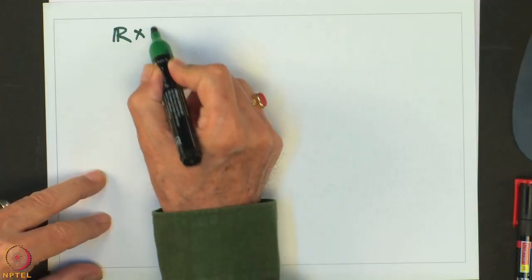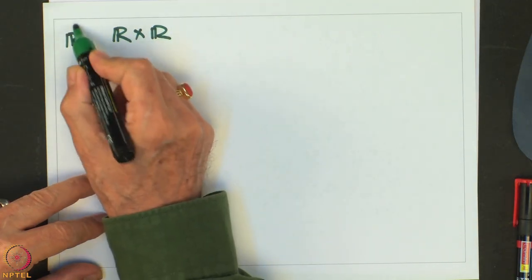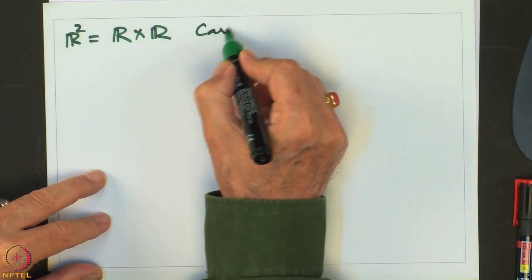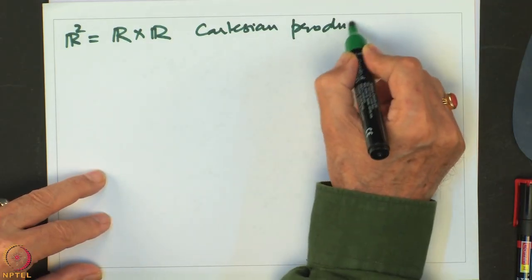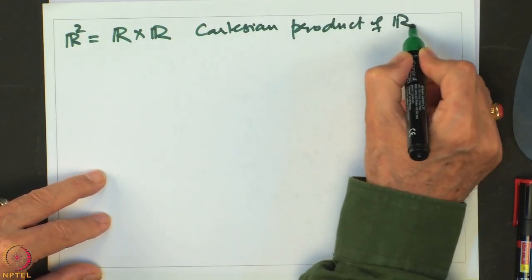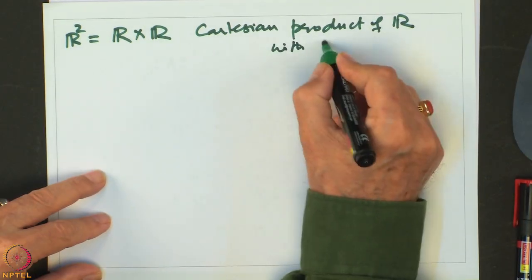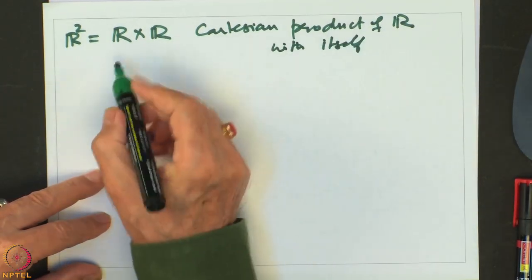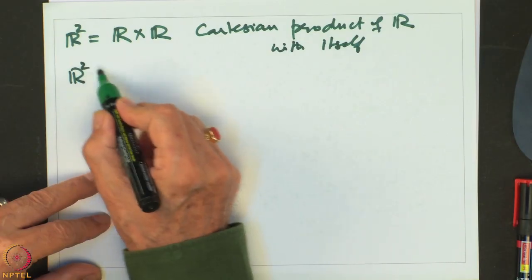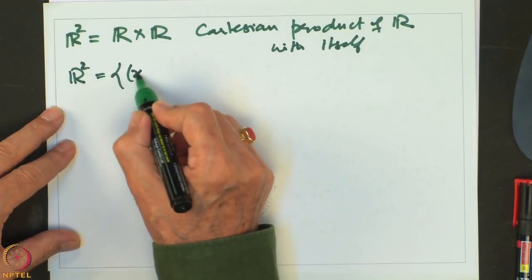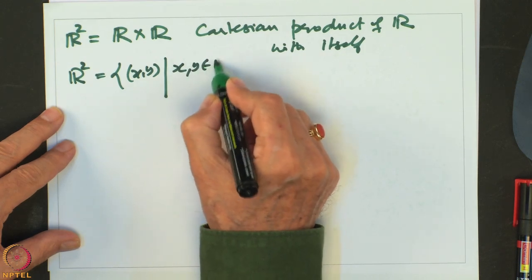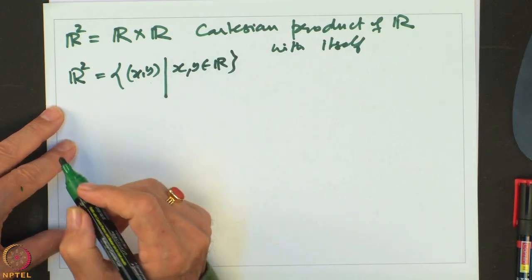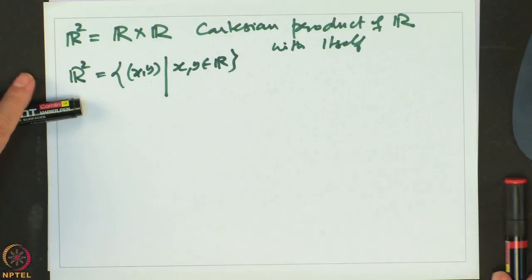So, here is R cross R, R 2. This is the Cartesian product of the set of real numbers with itself. So, as a set, R 2 is nothing but (x, y), where x and y both belong to R. So, this is a set of all ordered pairs. What is the geometric representation of this?